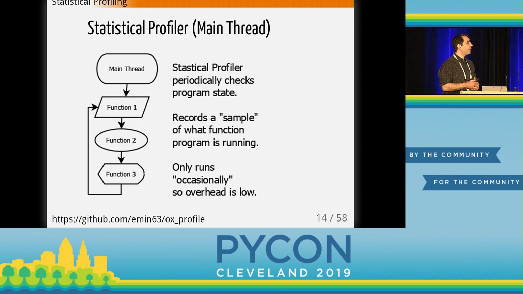Okay, so what we're going to talk about for the rest of this talk is a statistical profiler. Now, the way a statistical profiler works is you have your main thread, you still have your function 1, function 2, function 3, just like before, but the statistical profiler is going to record a sample of which function is running. And it's only going to run occasionally to keep the overhead low so that it doesn't slow down your production code and you can actually run it in production.